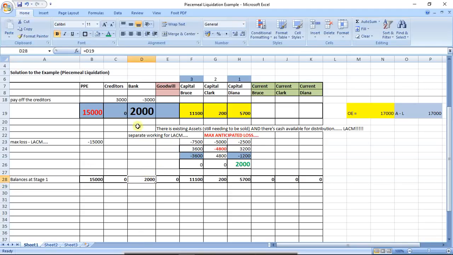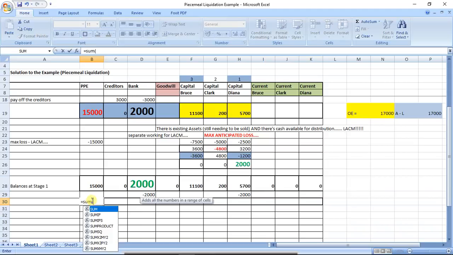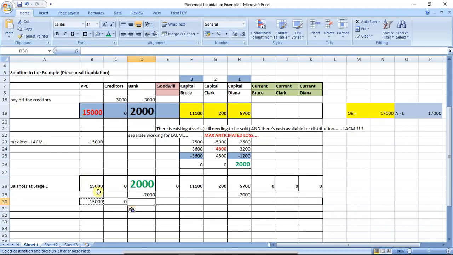We now know who gets this 2,000. Who did we say gets the 2,000? Diana. Why does Diana get the 2,000? Because she still has equity in the business, even after sustaining a maximum anticipated loss. So minus 2,000 here. Diana will have minus 2,000 there because her capital is being reduced. She's getting paid out. So if I then take a total column, let's add up.